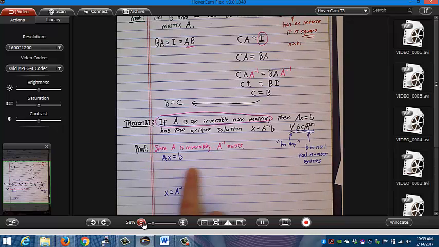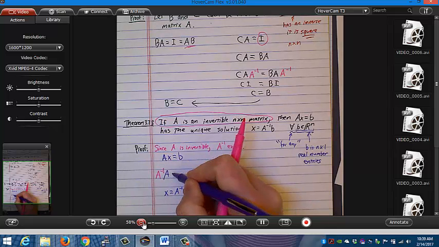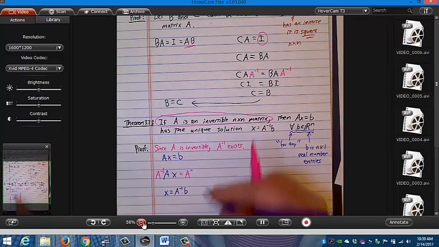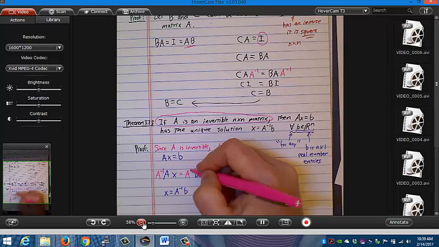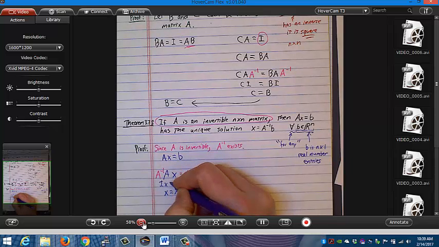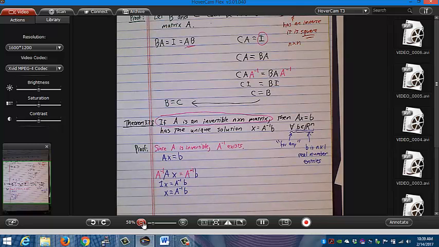So what should I do to my equation? On which side, the left or the right? On the left, yeah? A inverse AX is equal to A inverse B. That works, right? Then I get IX is A inverse B, and I times X is X, so I get A inverse B. Now, believe it or not, the proof is not completely done yet.